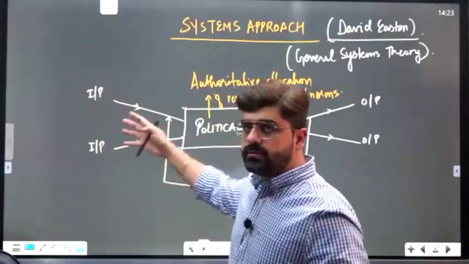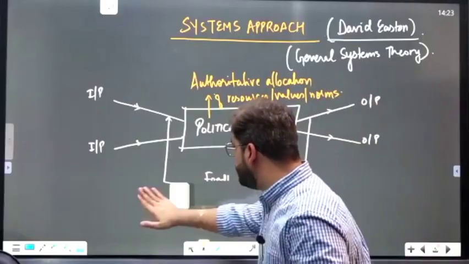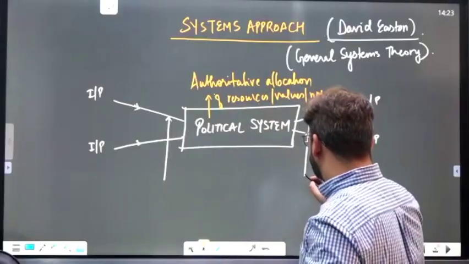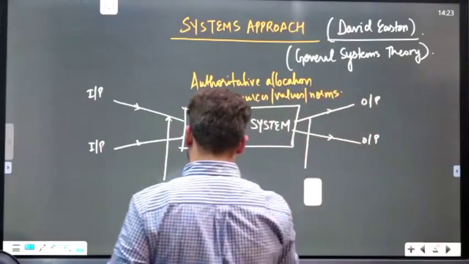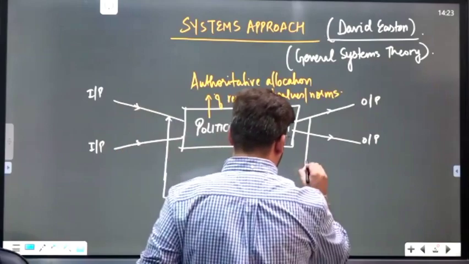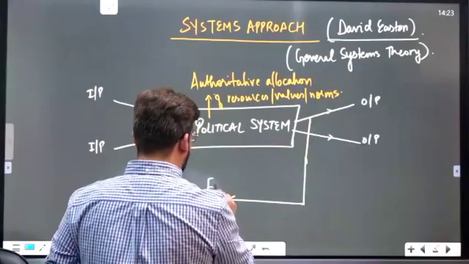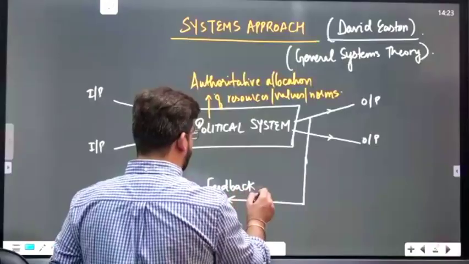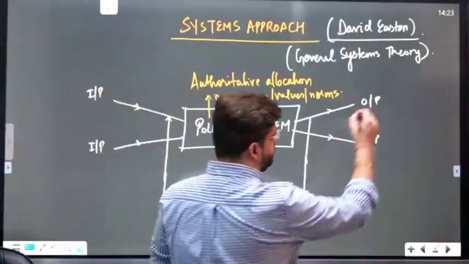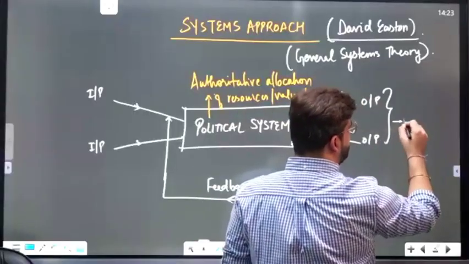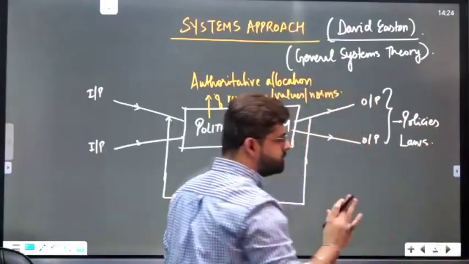There will be some inputs, some outputs, and a feedback mechanism. The feedback is intended to show what the problems are. Wherever the problems are, they will be taken care of, and after that the political system will continue to operate. Because without the feedback loop, the outputs created by this political system, outputs are nothing but policies. Whatever policies are made, whatever laws are made, they are nothing but outputs.